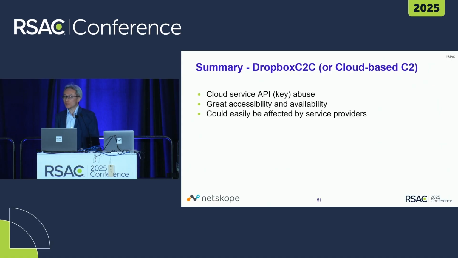In short, cloud-based C2 is basically based on service API abuse, so it's pretty easy to observe if we have too many victims calling the APIs, even though it has great accessibility and availability.